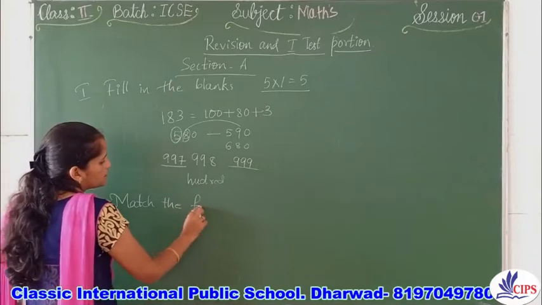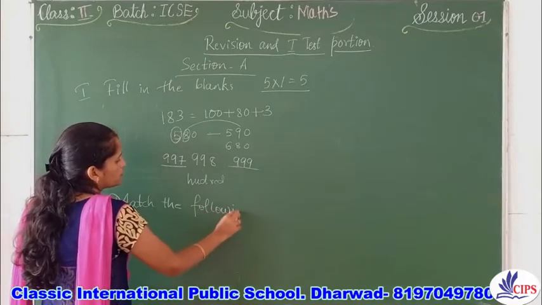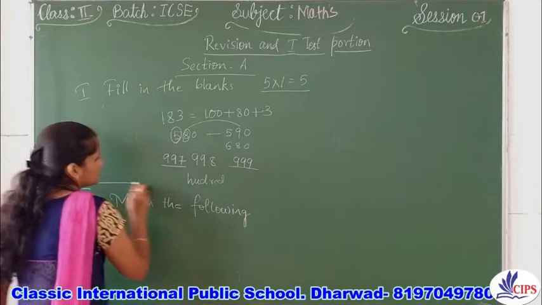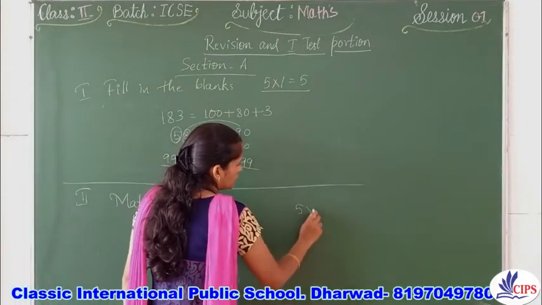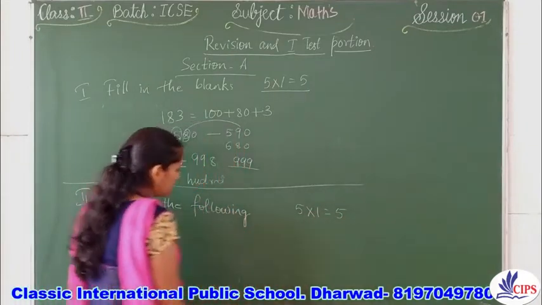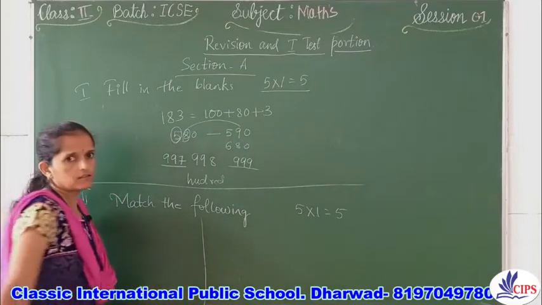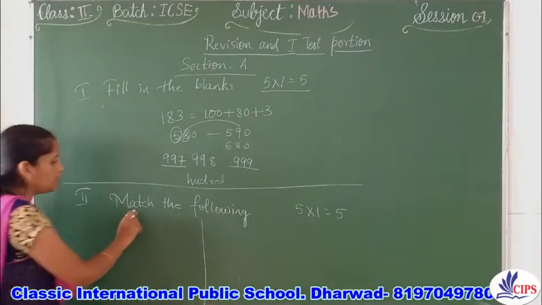Match the following. This is also for 5 marks. So here you will be having your two columns, that is A and B.